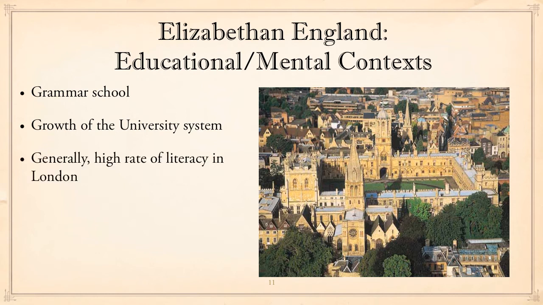Generally speaking, grammar school and the university system result in kind of a shockingly high rate of literacy in London, at least where men are concerned. I'll talk about women later. Here's what I mean by this. Think about a London apprentice, right? This is a young working class kid who's like 13 or 14-ish, right? Well, it could actually be anywhere from 11 or 12 all the way up to 17 or 18.